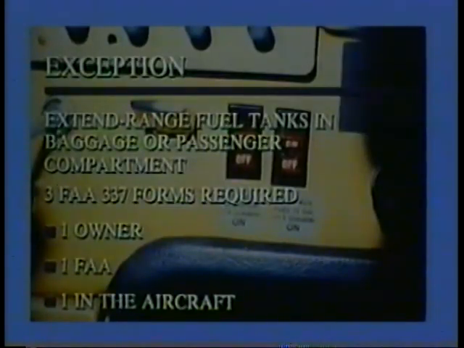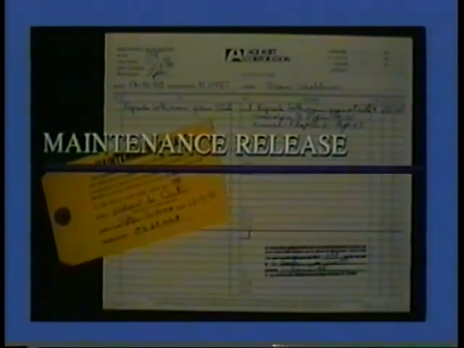Most people think that the tags themselves are the maintenance release issued by the FAA-approved repair stations for major repairs and are used in place of the FAA Form 337. But the information on the yellow tag is only one part of the maintenance release. Appendix B of FAR 43 says that a maintenance release has two parts. One part is a signed copy of the customer's work order, and the other is the actual maintenance release statement, which is either on the yellow tag or simply stamped on the work order.